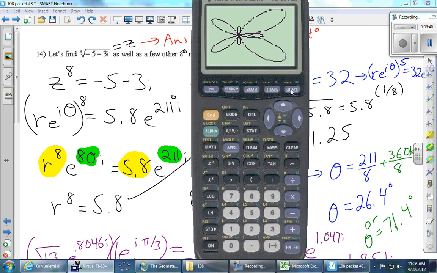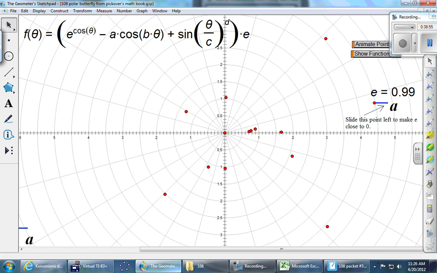What does it look like? Butterfly. So that single equation traces out something that looks an awful lot like a butterfly. I did that on the calculator, but then I wanted to get some color, so I did something on Sketchpad. It's the same equation up here, just with a few extra letters.